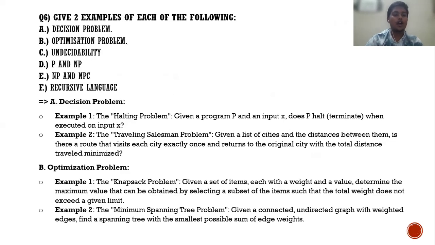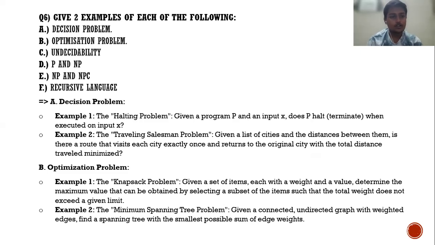Let's jump to the next, which is question number 6. You have to give two examples of each of the following, which is decision problem. For example, one, the halting problem, and a second example for the decision problem is the traveling salesman problem. For optimization problems, we have the knapsack problem and the minimum spanning tree problem. You can pause the video and read the description in the given example.